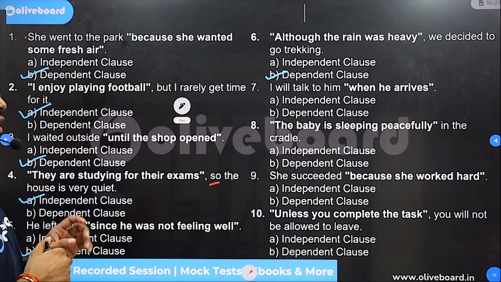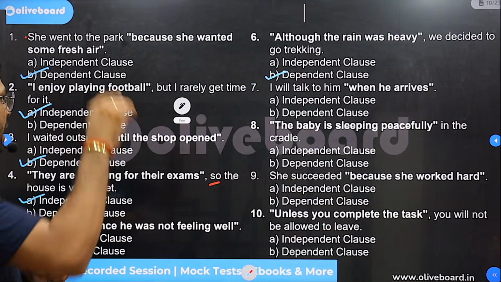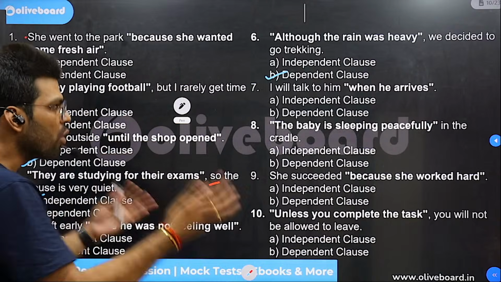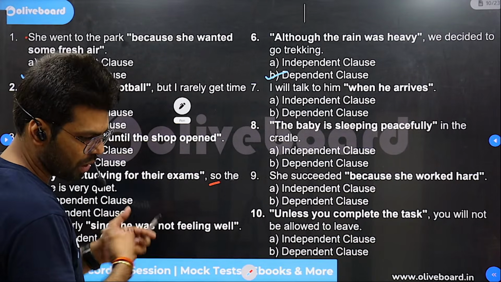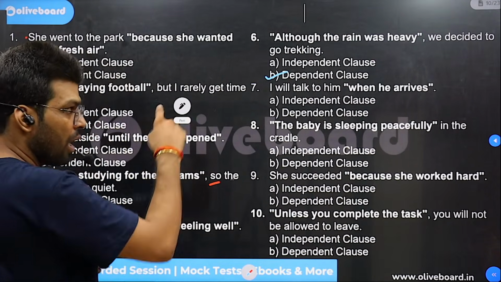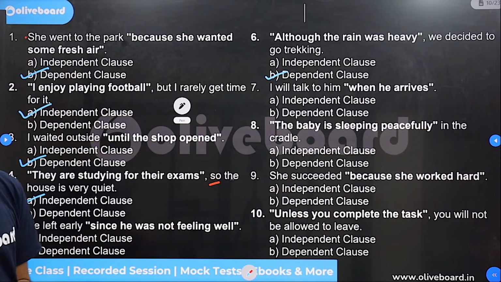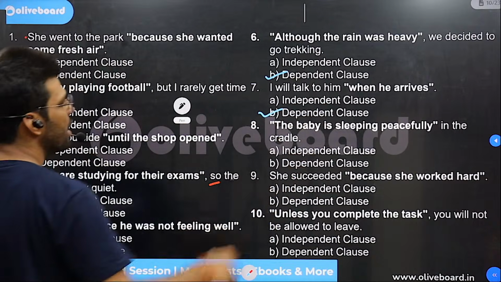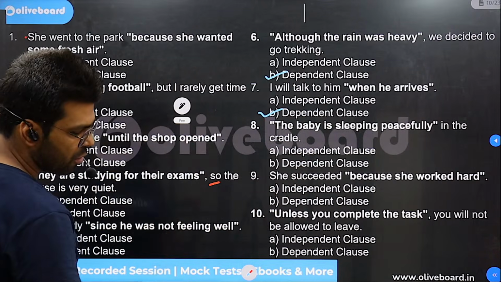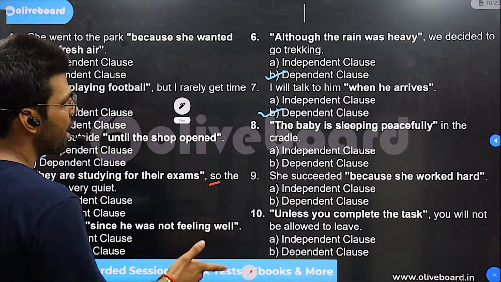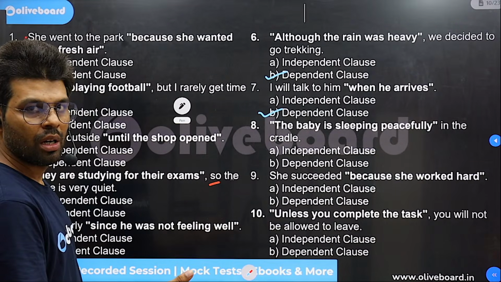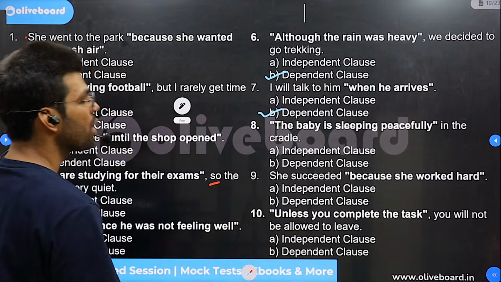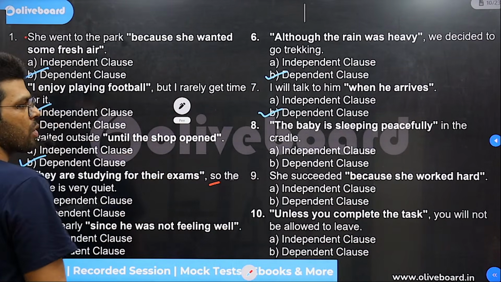Although the rain was heavy, is dependent on another statement, because if I put a full stop here, you need that complete sense. Although he was late, so he got the train or he didn't get the train. Dependent. Seventh, you are saying B. Obviously, I'll talk to him when he arrives. Drop the first sentence, it is going to be incomplete then. So when he arrives, what? I will talk to him. I will greet him. I will slap him. What? You need to finish the sentence. Dependent clause.